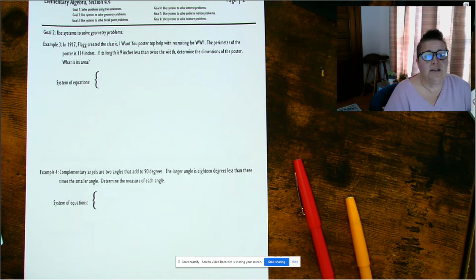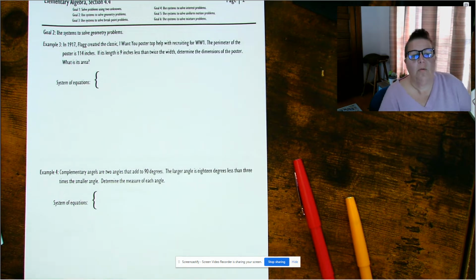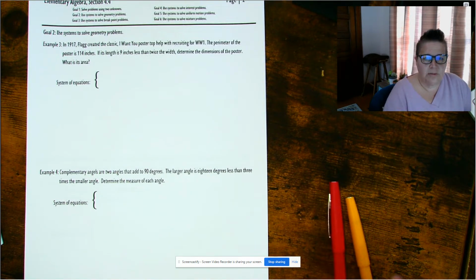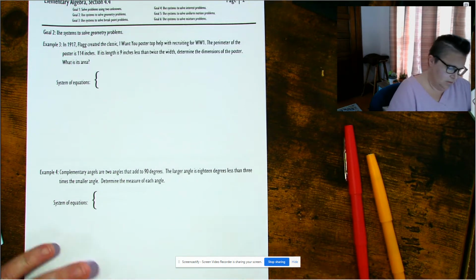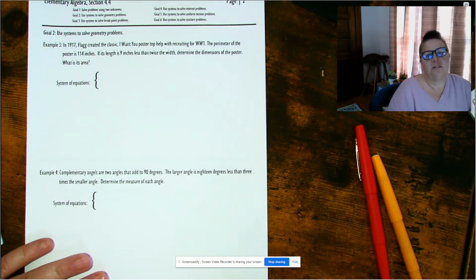In 1917, Flagg created the classic I Want You poster to help with recruiting for World War I. The perimeter of the poster is 114 inches. Its length is 9 inches less than twice the width. Determine the dimensions of the poster. What is its area? 2 questions.